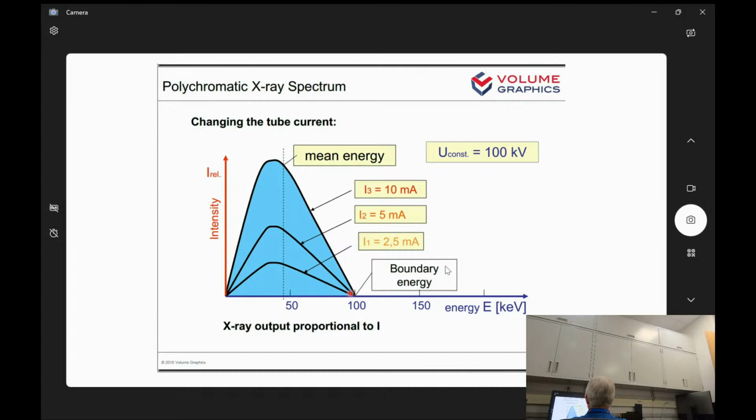Sometimes we can use this to our advantage. Sometimes it's a major limitation.